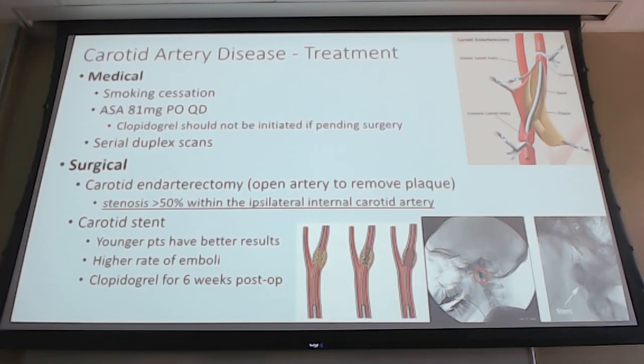So historically we do a carotid endarterectomy, which is open. We block off the blood flow above and below where it's blocked. We open up the carotid artery, we scrape out all that plaque, and then we close it back up.